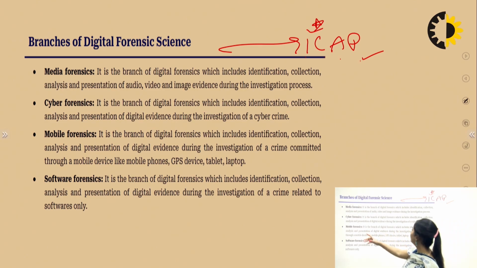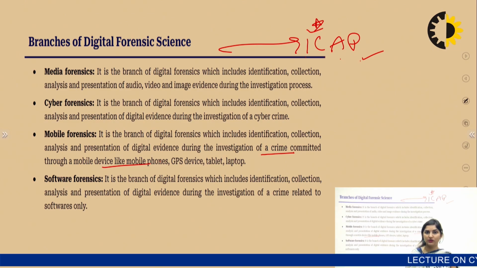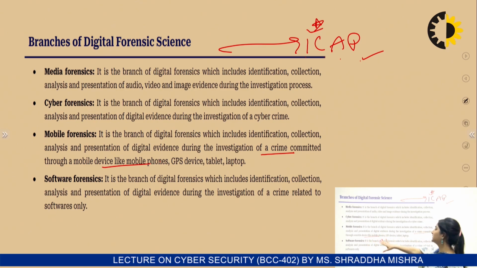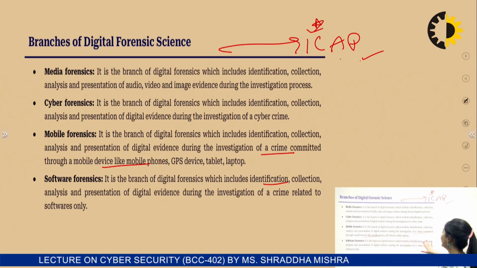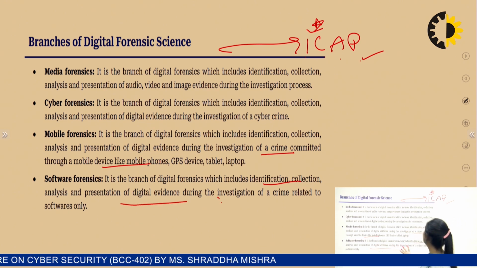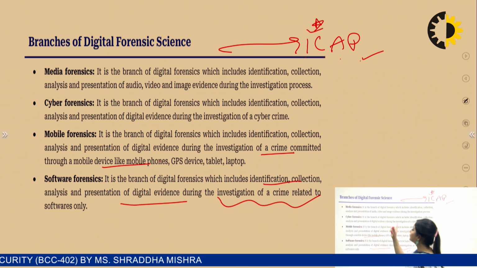Then there is mobile forensic. It is that digital evidence which is there during investigation of crime committed through a mobile phone. For example, there was some drug trafficking or drug communications done using a mobile phone, WhatsApp chat. So that mobile phone is secured and all this investigation is done. Software forensic is the branch of digital forensic which includes ICAP of digital evidence during the investigation of a crime related to software only.